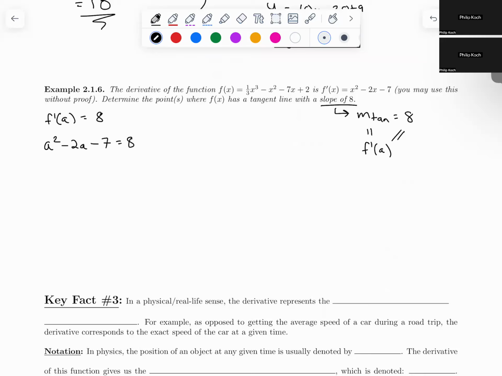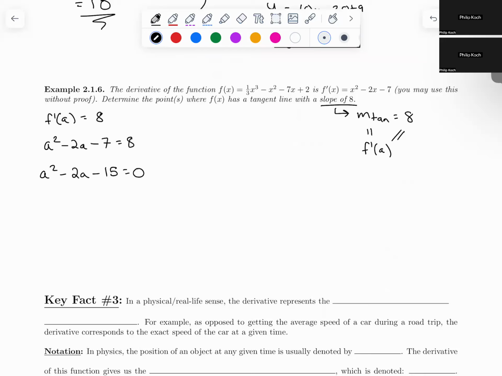And that's a polynomial equation. We can solve polynomial equations. Polynomial equations are fun. So we just need to bring everything to one side. So that's a squared minus 2a minus 15 is equal to 0.